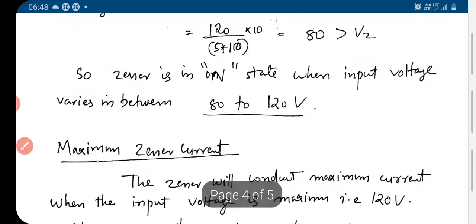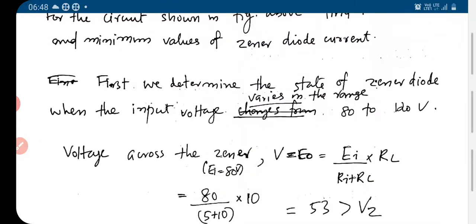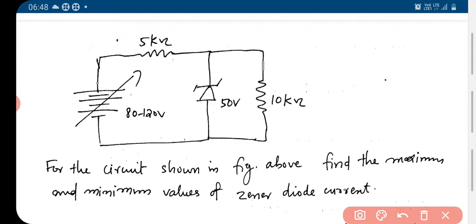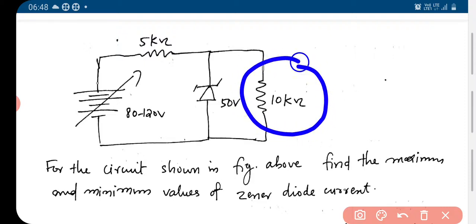Also we see when the voltage varies between 80 and 120 volt, the output remains constant. The output across the load R_L remains constant, that is V_Z, that is 50 volt. So we are getting a regulated output.